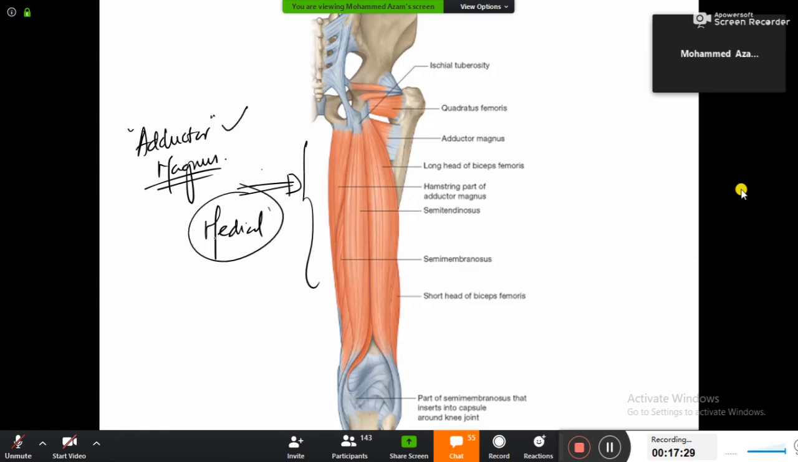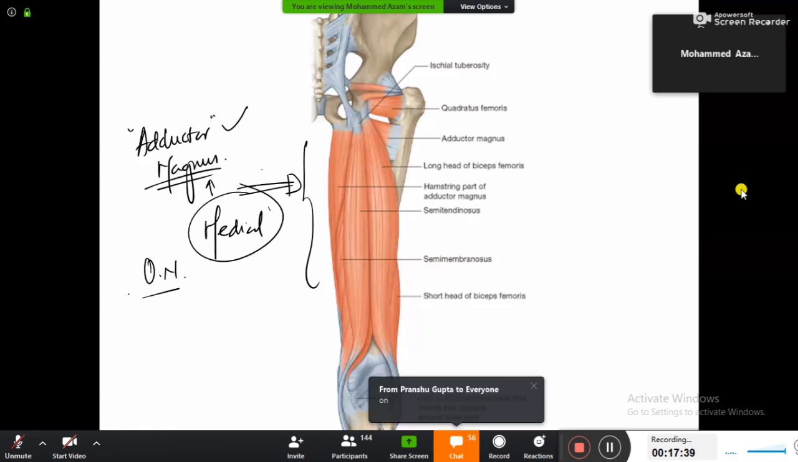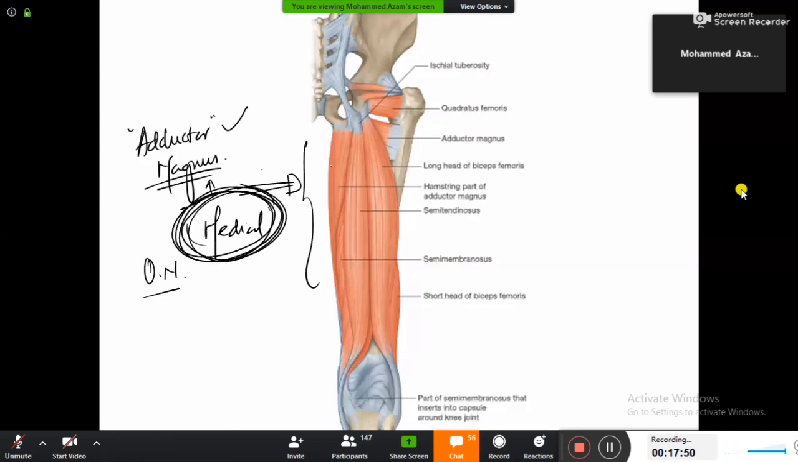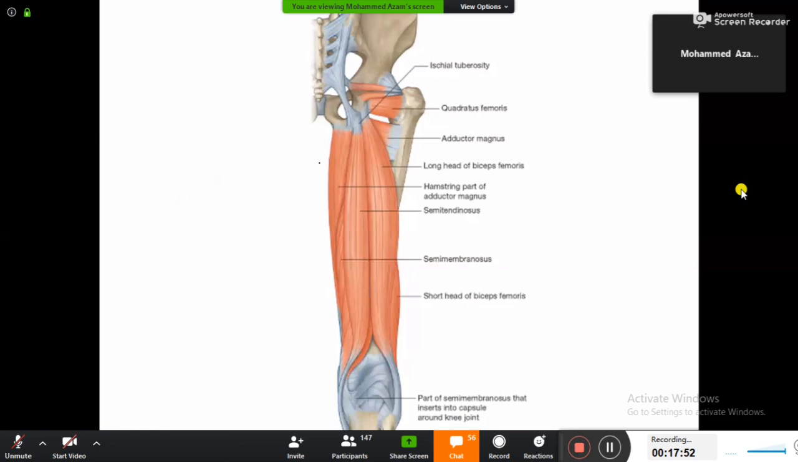Medial compartment. And then apply my rule. If it is in the medial compartment, it should be supplied by which nerve? Obturator nerve, right? The obturator nerve should be supplying that one. But the catch is that it is present in the medial compartment, not only in the medial compartment. From the medial compartment, that muscle is actually extending to the posterior compartment also.